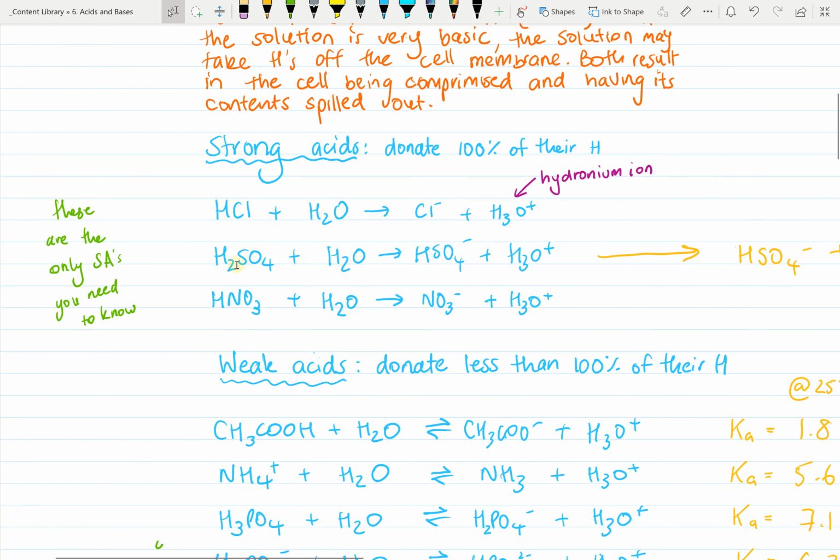The last strong acid that you need to know is nitric acid. And when it bumps, it makes a nitrate ion, which is always soluble. That kind of stuff might start to click with you. This is a very stable compound.